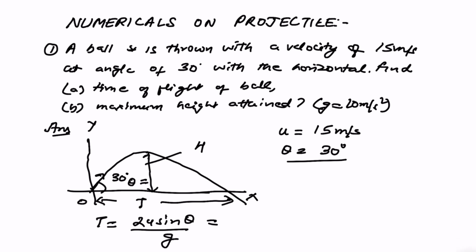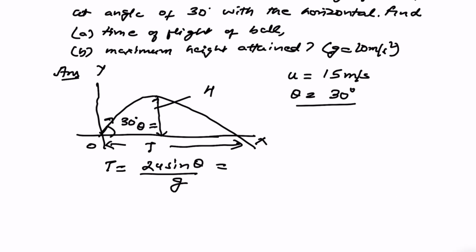Here the angle is given with respect to the horizontal. If the angle is ever given with respect to the vertical, then to get it with respect to the horizontal we will have to do 90 minus that. So we are given u is 15, and g is given to us 10 meter per second square. Now what do we have to find first? Time of flight, and the second part is height. These are the two things we have to calculate.